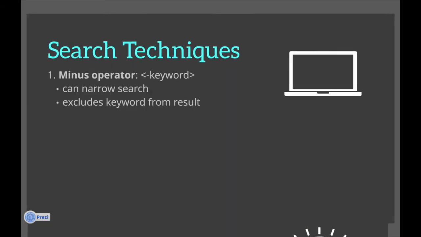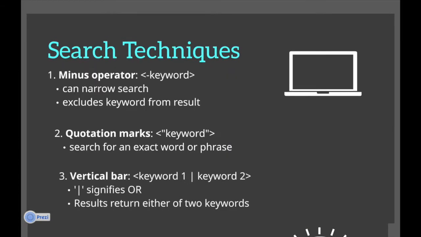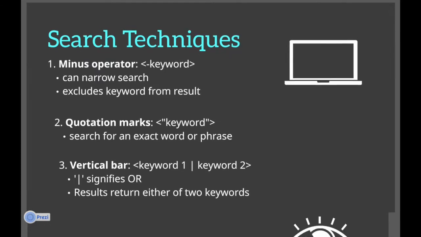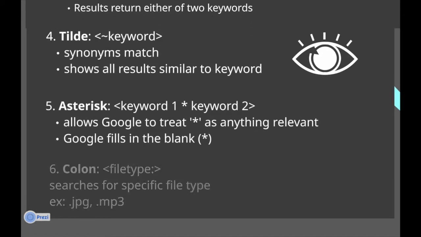Search techniques can be used to optimize your search results by adding symbols and words to your search called search operators. The minus operator excludes keywords from your results. Quotation marks search for an exact word or phrase. The vertical bar signifies OR, which returns either of two keywords. A tilde shows all results similar to the keyword. An asterisk allows Google to treat the asterisk as anything relevant and fills in the blank. A colon searches for specific file types, such as a photo or a sound file.